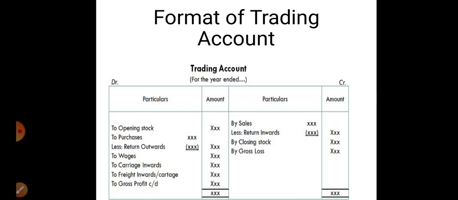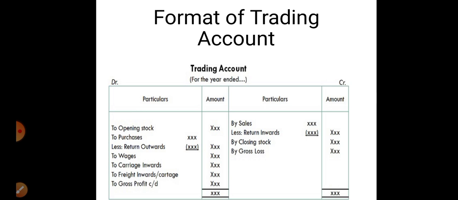So we will write all the direct expenses on the debit side of the trading account. Then on the credit side we will write By sales, and if there is any sales return, or we can say return inwards, then that will be deducted from the sales, and we will write only the net sales here. Then we will write the closing stock. Closing stock will not be written under the trial balance, it will be written outside the trial balance. So first of all it will be adjusted in trading account and then it will be adjusted in balance sheet. So we will write closing stock on the credit side of trading account.